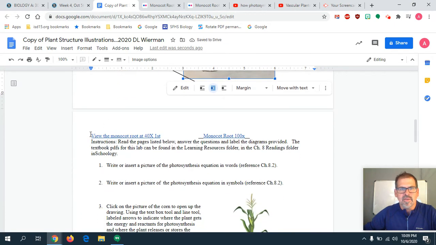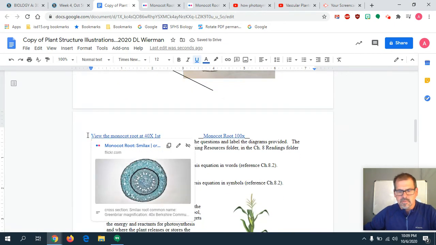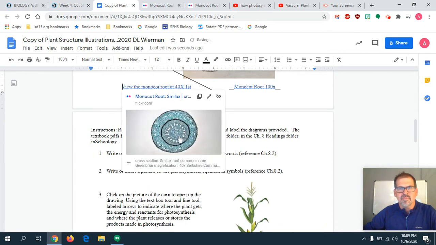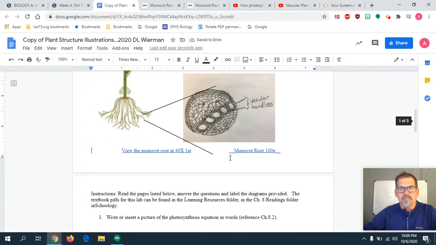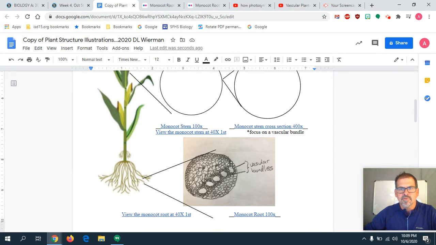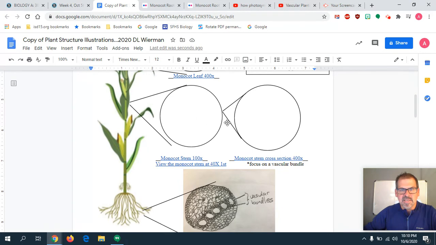And I still want this to be a part of that. So back that up, and then there's my label. So there's my drawing of my vascular bundle, or there's my drawing of my monocot root, my detailed drawing, and my label there. Repeat the same process here and here.